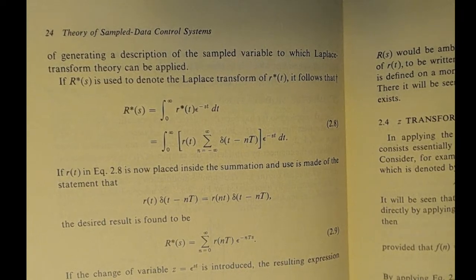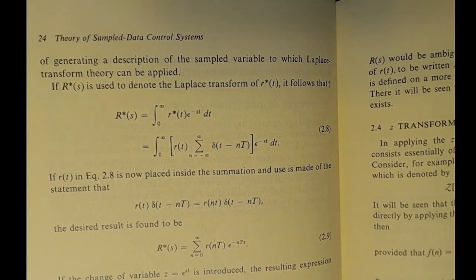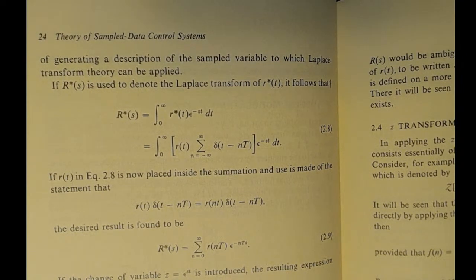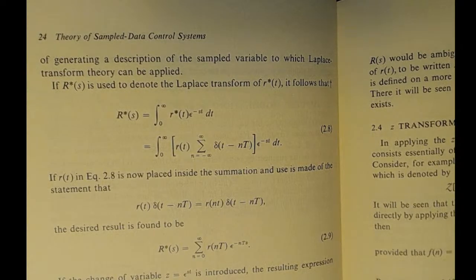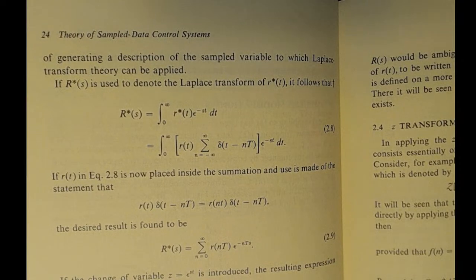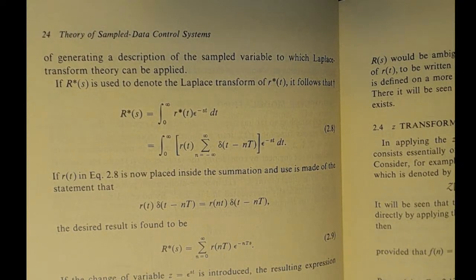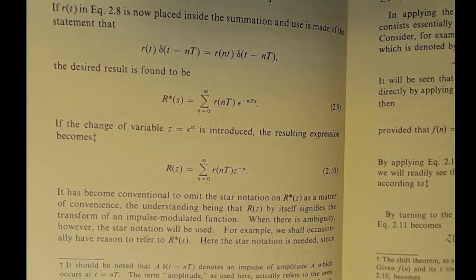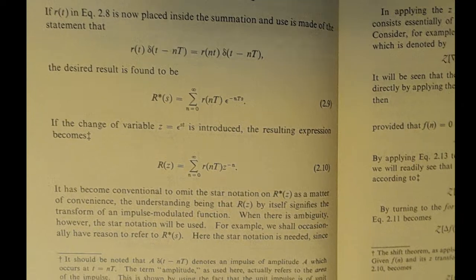If R star of s is used to denote the Laplace transform of R star of t, it follows that... Now I am really going to struggle to remember, but this is an easy integral to do, at least. It just becomes a discrete sum of the complex, well, I guess s is a complex variable. What the heck? They use epsilon as e? Good God. Was that something people did in the 1960s? Yeah, so now they're just describing the Z transform as a change of variable, where z is a complex number.